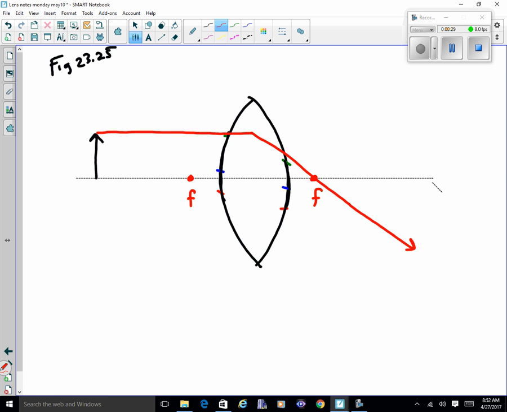Number 2 says draw it straight to the center of the lens, and it just keeps going. So I have this one come down similar to that. Just keep going like that. And then the last one goes through the focal point on the left-hand side, something like this. And then as soon as it hits the lens, it goes parallel to the axis, so it's the exact opposite of the first one. You notice that all three intersect.